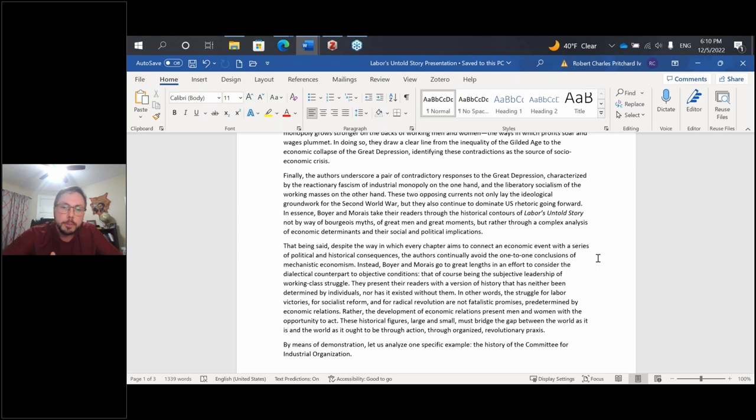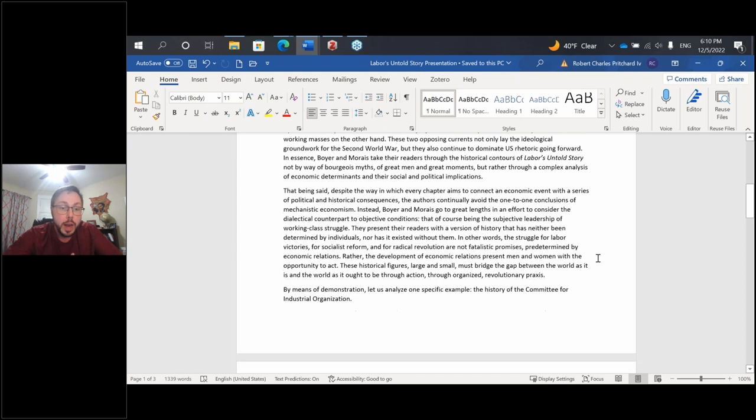They present their readers with a version of history that has neither been determined by individuals, nor has it existed without them. In other words, the struggle for labor victories, for socialist reform, and for radical revolution are not fatalistic promises predetermined by economic relations. Rather, the development of economic relations present men and women with the opportunity to act. These historical figures, large and small, must bridge the gap between the world as it is and the world as it ought to be through action, through organized revolutionary praxis.